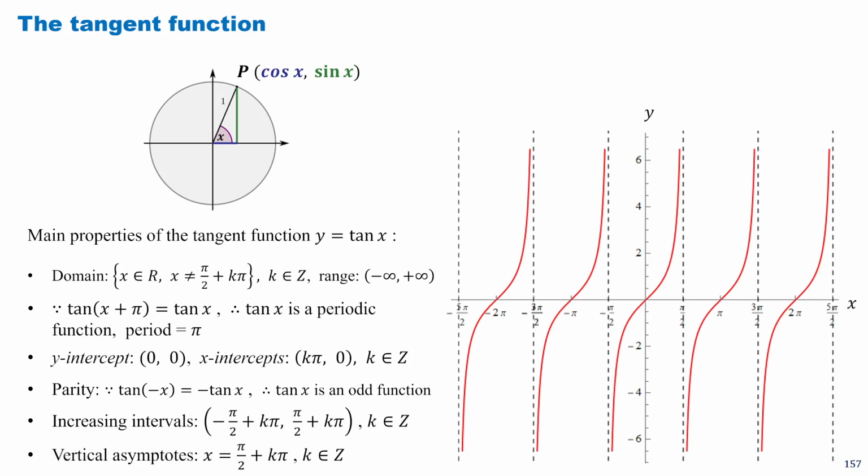So in each period, the function is simply an increasing function. And all the vertical asymptotes can also be expressed as x equals a half pi plus k pi, where k belongs to the integer set.